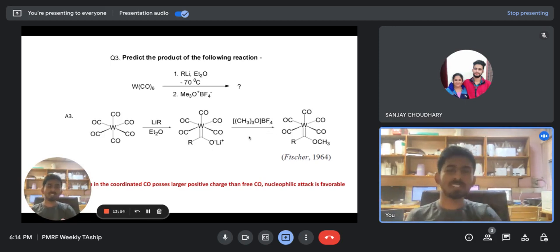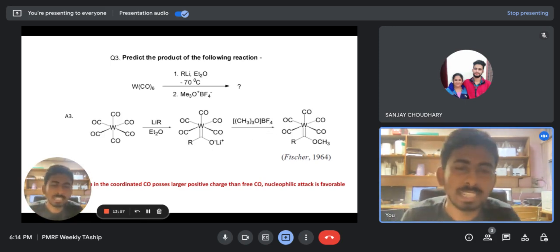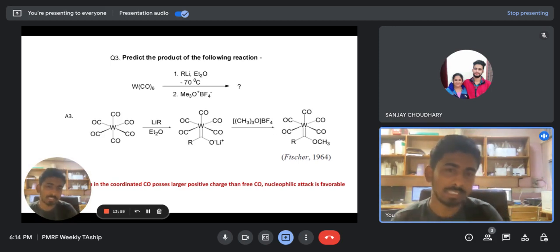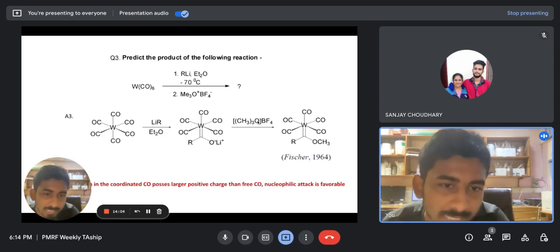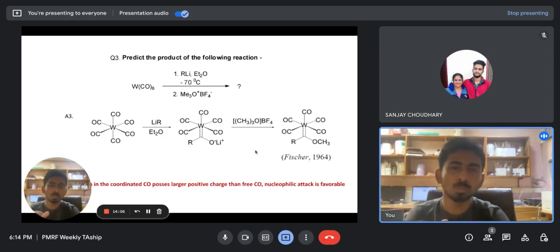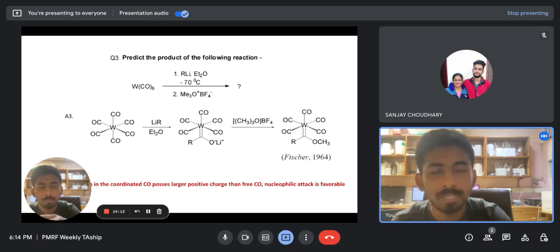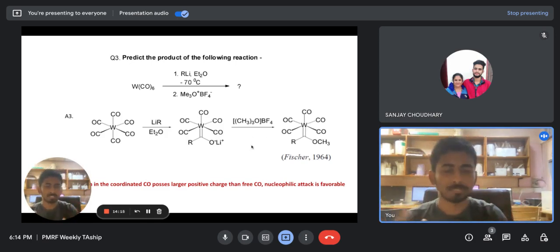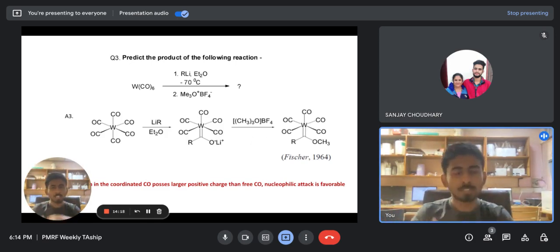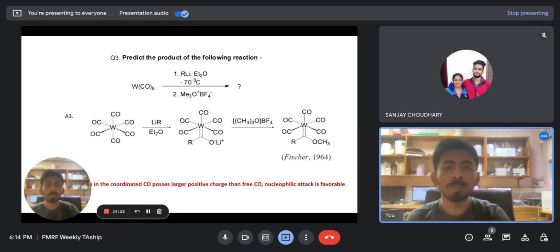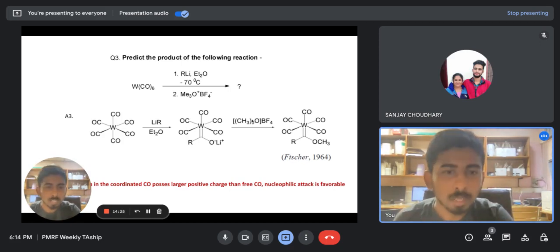This Me3OBF4 is an important reagent, because it is an important and very strong methylating agent. You can see that OMe2 is neutral, but when it is tri-coordinated, having another Me, it becomes Me3O plus, and for this small oxygen atom to take up all three methyl groups around itself is quite difficult. So it is very prone to liberating one of the methyl groups. That's why it is a very strong methylating agent.